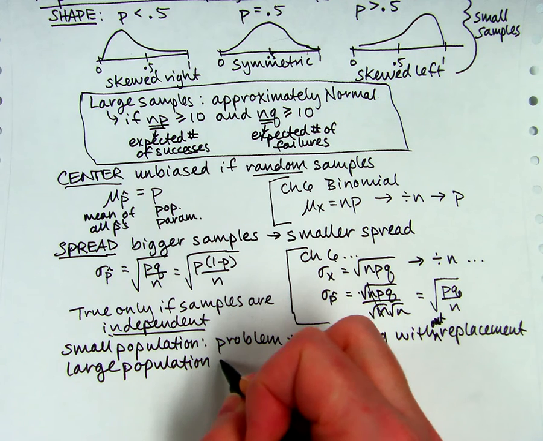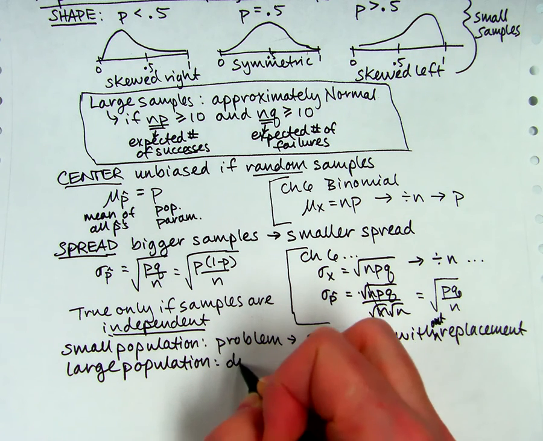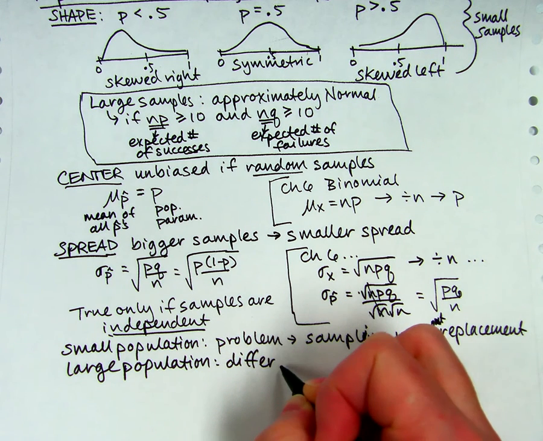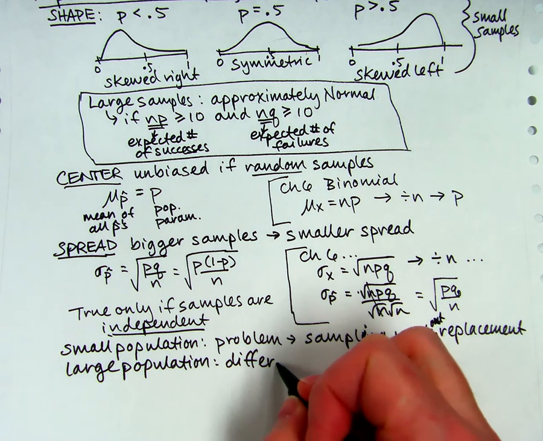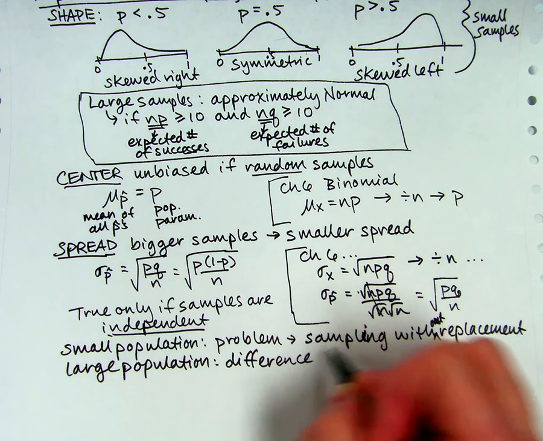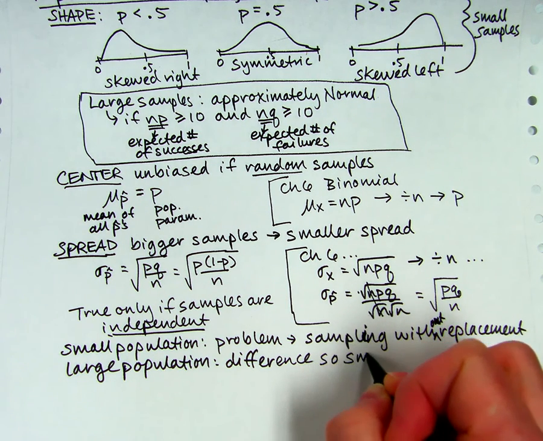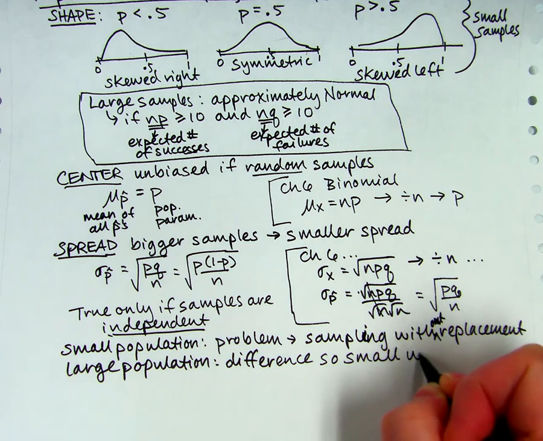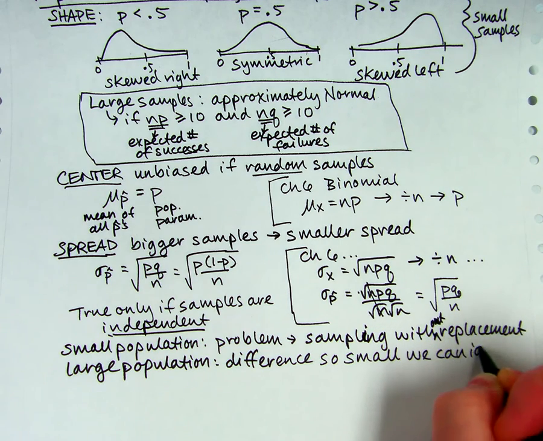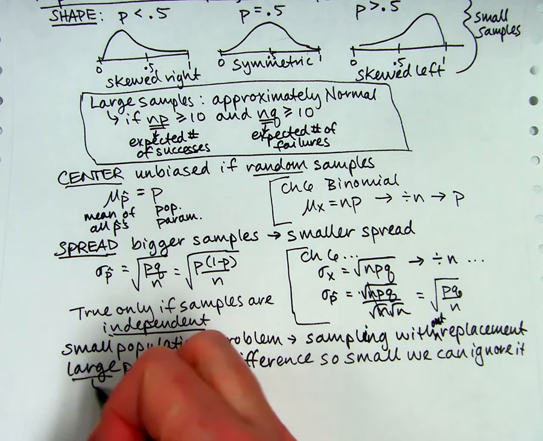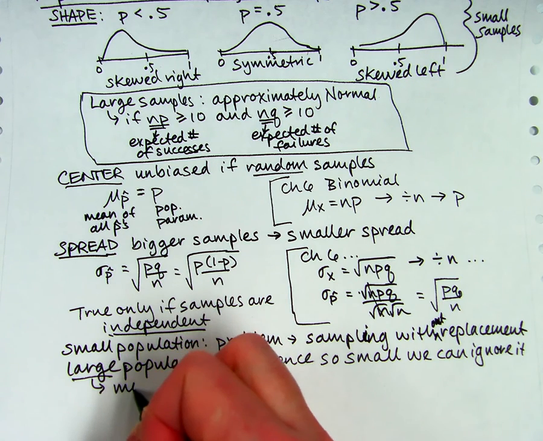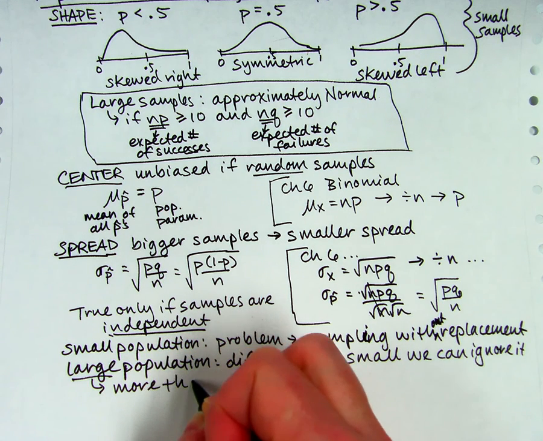The large population, the difference is so small we can ignore it. So like imagine millions in your population and you take one out and look at it and that doesn't really change the probability of the rest. So the difference is so small we can ignore it if the population is large enough. And the official rule for how large is large enough is it has to be more than 10 times the sample.